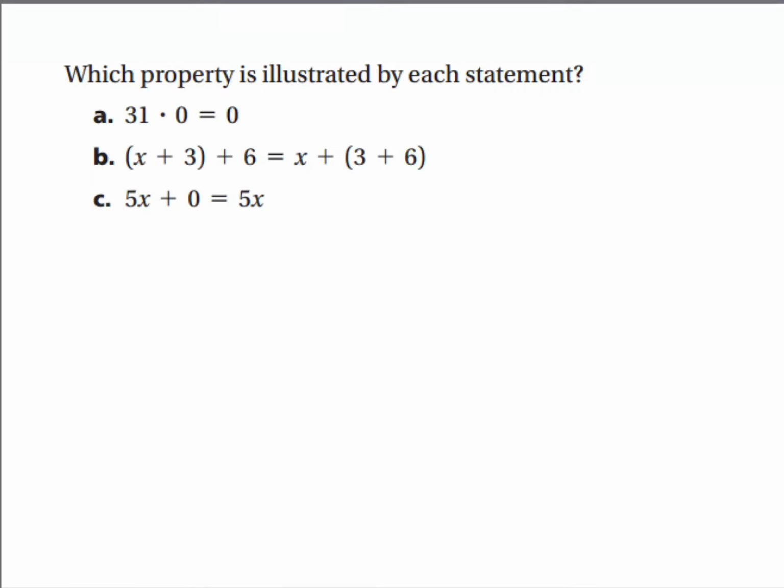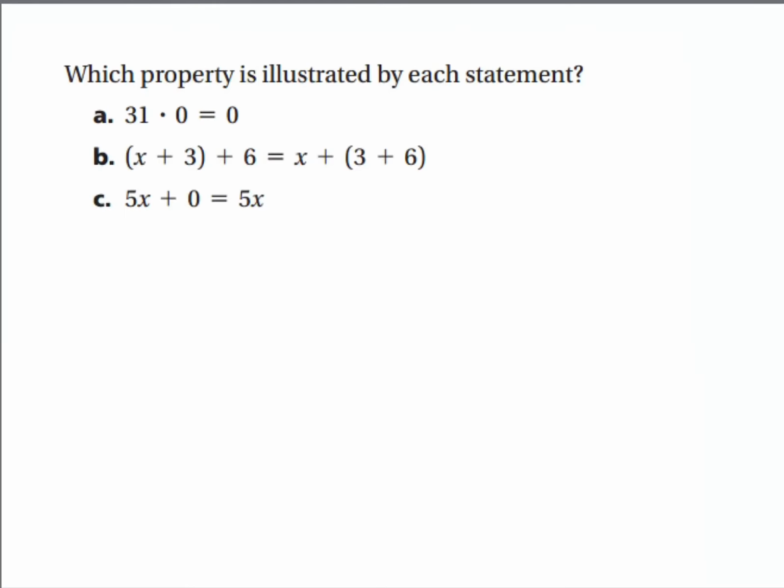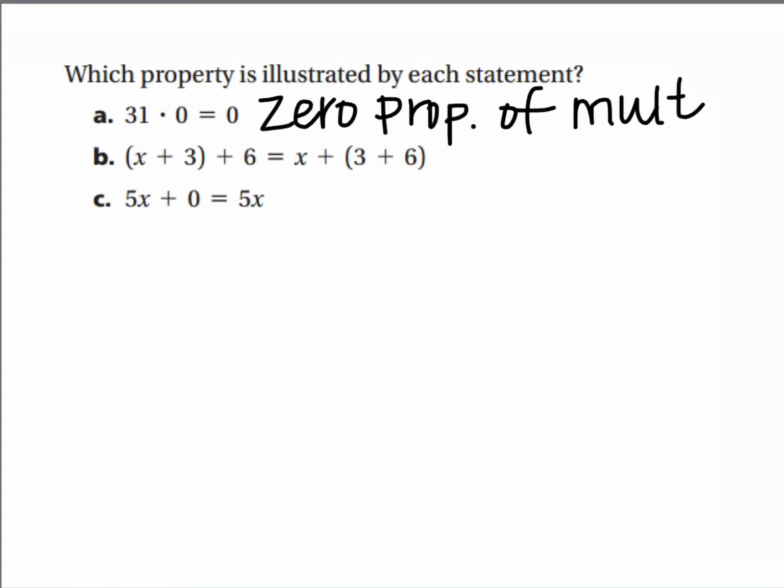Okay, they want you to practice that just by listing which property they're showing in each one of these. So if I said 31 times 0 equals 0, and we look back at some of our rules here, this one right here, the 0 property of multiplication, tells me that anything times 0 is 0, so that's what this one is illustrating. The 0 property of multiplication. It's okay to abbreviate so it doesn't get too long.